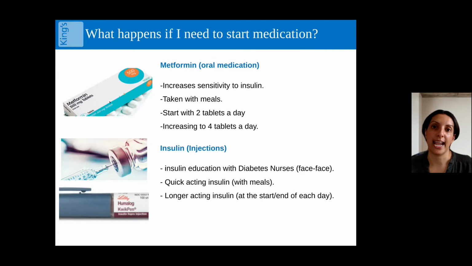Now, there are two types of medication which we may use here at King's. So one is in the form of an oral tablet called metformin, and this helps to make your body cells more sensitive to the insulin hormone which you're naturally producing. The other type of medication is insulin injections. And there are two types of insulin injections which we may use to support you. One is known as a rapid-acting insulin, which is given at specific meal times, and the other is known as a background insulin, which can sometimes help to bring high fasting levels back within range.